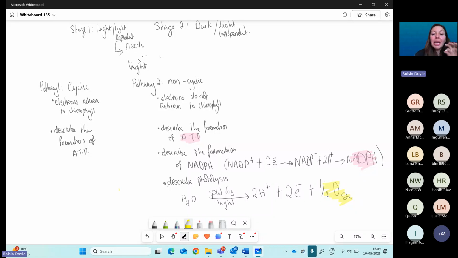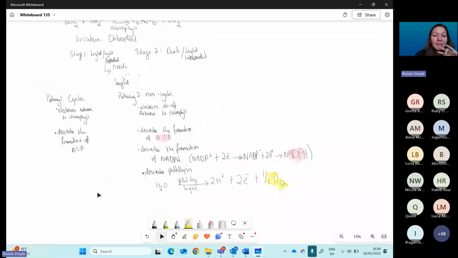So that's just a brief summary. So the 3 products of non-cyclic are ATP, NADPH, and half an oxygen. Why are 2 highlighted in pink? The 2 that are highlighted in pink are going to head to the dark stage, and the oxygen is either used in respiration or it is released into the atmosphere.